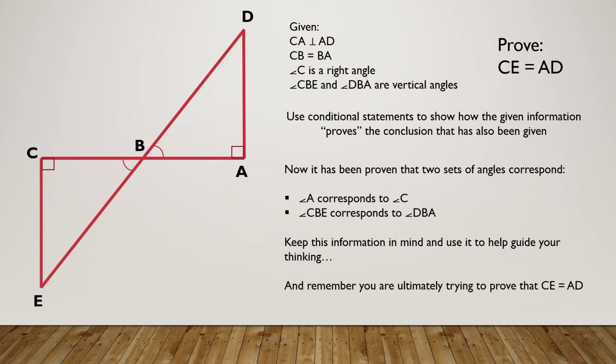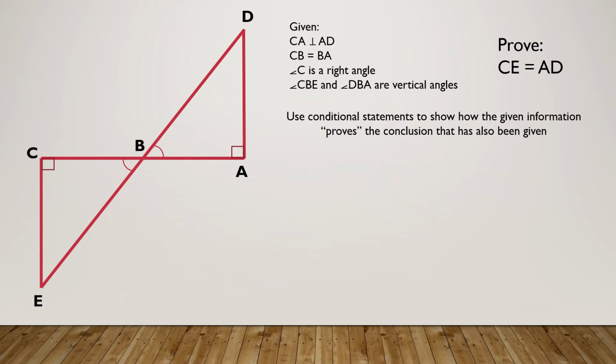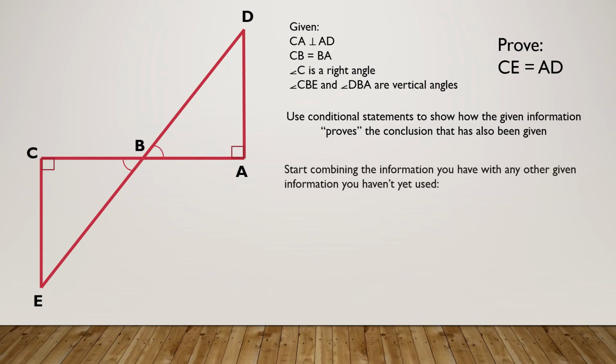Sometimes at this point in the proof, we can lose track or lose focus of ultimately what we're trying to show here. So it's always good to go back and remind yourself periodically of what that final outcome needs to be. And in this case, it's to prove that CE equals AD. So how can this information help us? Let's find out. At this point in the proof, we want to start combining information that we already have with any other given information that we haven't yet used. So let's go ahead and do that.